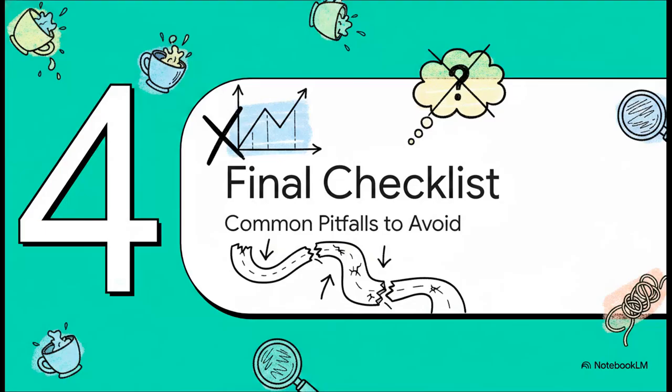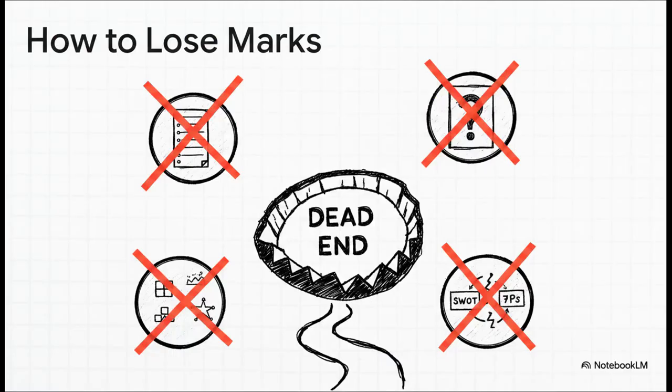We are almost there, I promise. Before we wrap up, let's do a quick run-through of the most common mistakes. Because honestly, knowing what not to do is just as important as knowing what to do. Think of this as your final checklist before the exam. So how do you lose marks? Easy, by just listing points without explaining them, by completely forgetting to use specific data and quotes from the research pack, by failing to build that explicit bridge between your analysis and your 7 Ps, and finally, by trying to talk about 3 models superficially instead of just 2 models in real depth. Avoid these traps, and you are well on your way to a top grade.